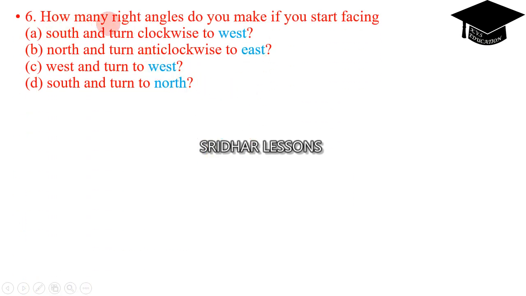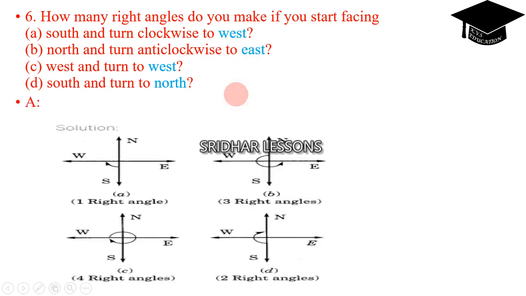Question number 6. How many right angles do you make if you start facing first one south and turn clockwise to west? South and turning clockwise to west. Okay, one right angle is the answer. And again starts from north to east. How many? Three right angles. One, two, three. Three right angles.